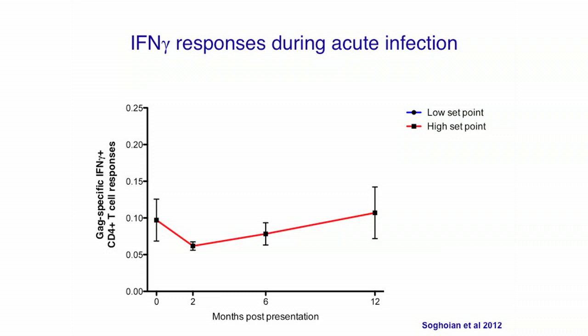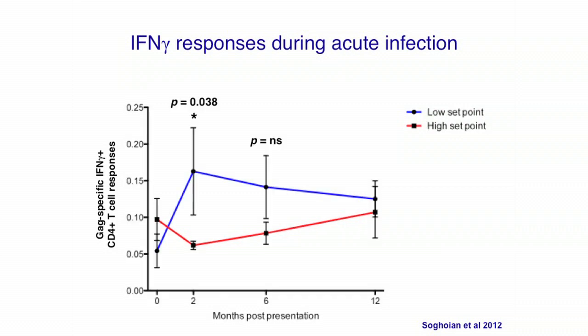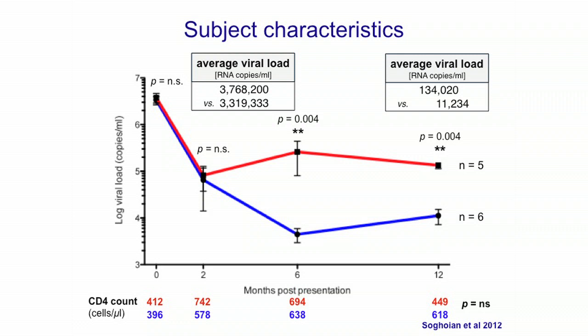In contrast, the patients that were able to control after the 2 months time point showed, at the 2 months time point, significant expansion of the HIV-specific interferon gamma secreting CD4 T cell responses. And it's important to note that this difference is detected before we see any differences in the viral loads.